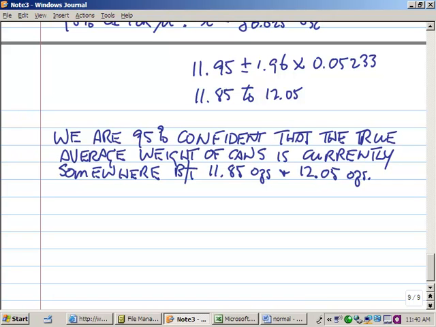As this production process would like to have their average weight of cans be 12 ounces, this sample information does not contradict or go against the fact that the weight is 12 ounces. Okay, so that's the value of our confidence interval here. Alright, let's look at another problem.